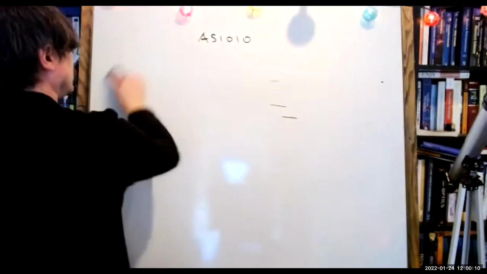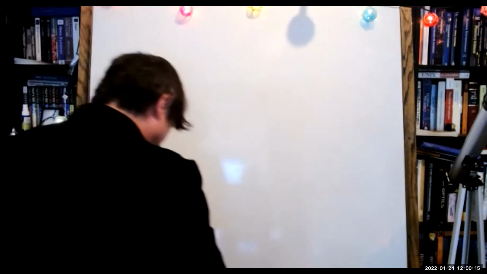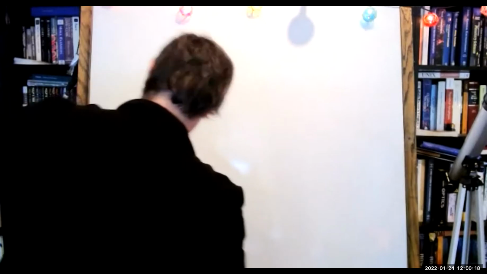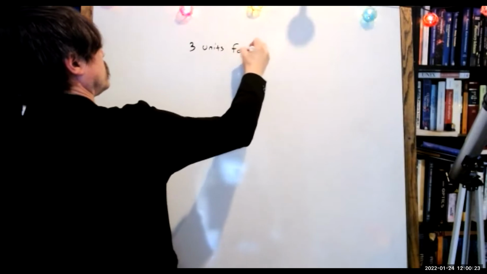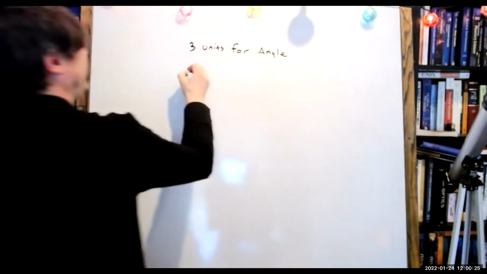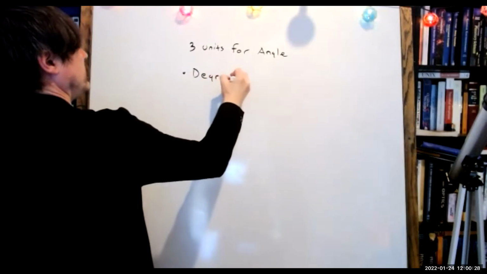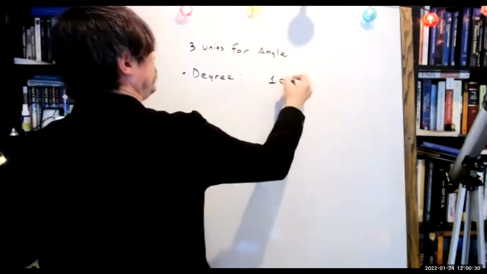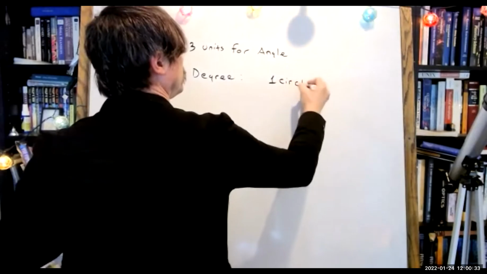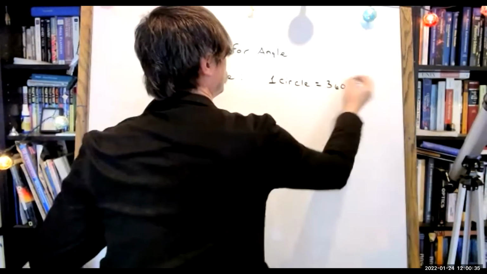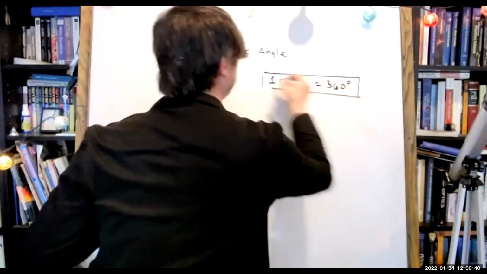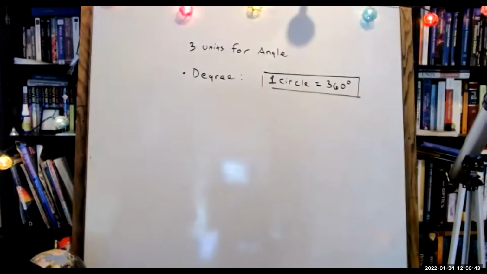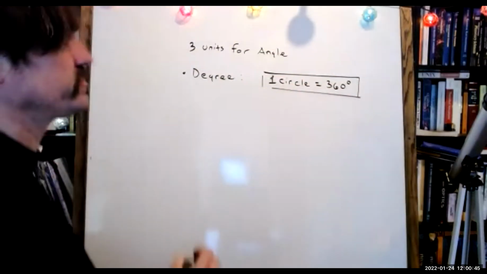All right. Let's do a quick review of our other angular units, okay? So in this class, we have 3 units for angle. We have the degree, and our definition of the degree is one circle is 360 degrees. You guys will remember that I told you that conversion factors play a big role in this class. I usually try to box my conversion factors, okay?